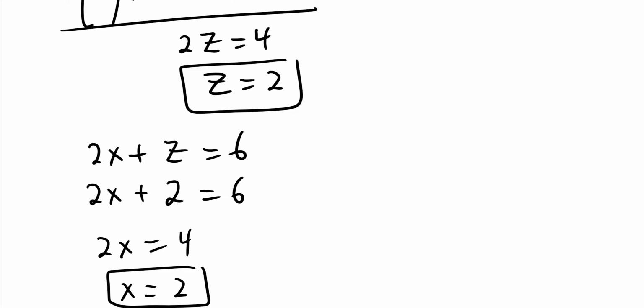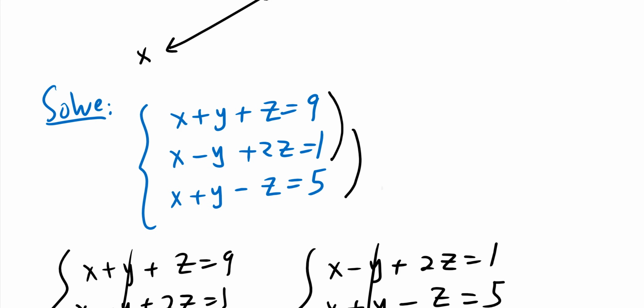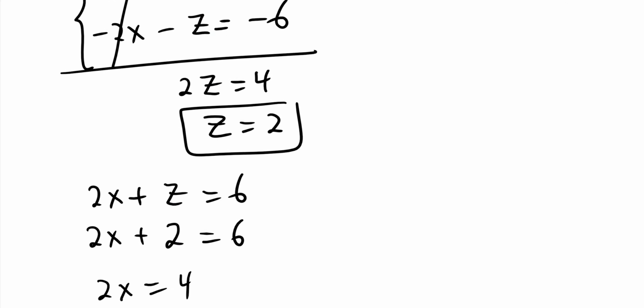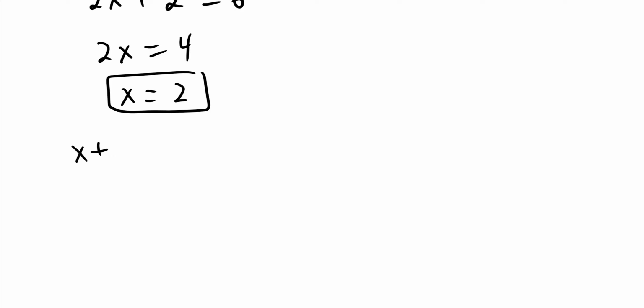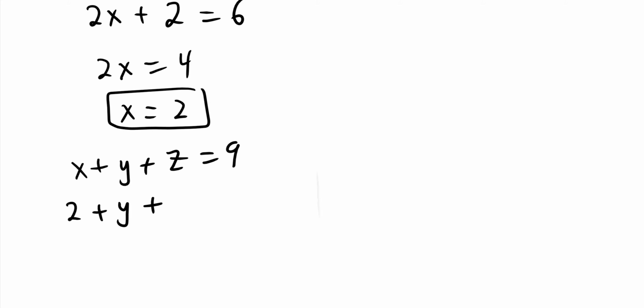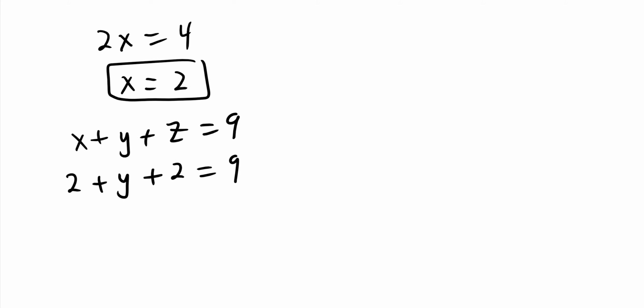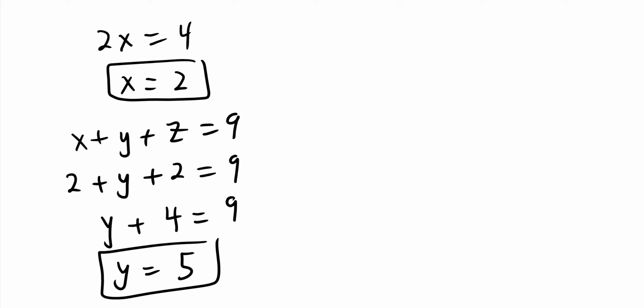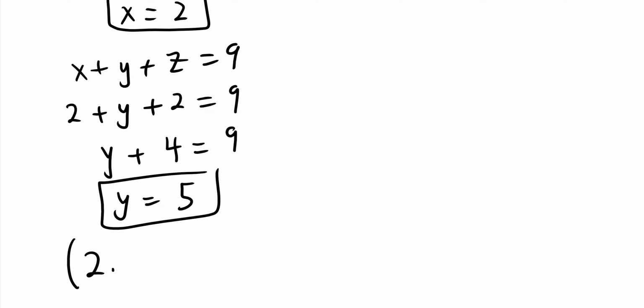Not done. We need the y. To find the y, you can pick any of the three equations. I'm going to choose the first one. Always choose the one that has no negatives in it. So x plus y plus z is 9. X was 2. I found z to be 2 as well. Combine, so y plus 2 plus 2, 4, is 9. Subtract 4 on both sides. We get 5. The solution: x is 2, y is 5, and z is 2.